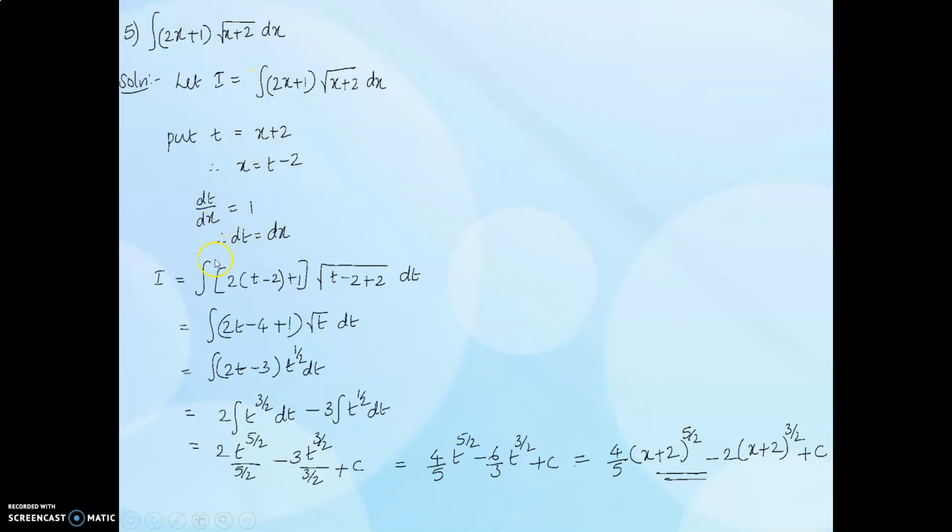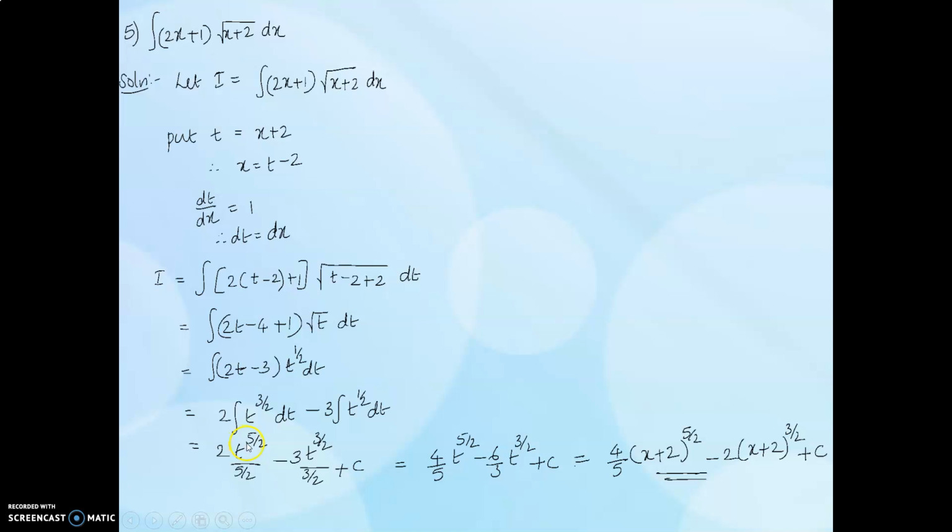Now this function I will become integral 2 into, in the place of x I am going to substitute (t minus 2), plus 1 as it is, into root of, in the place of x I can give substitution (t minus 2 plus 2) dt. Now this minus 2 and plus 2 cancel. Here if I am expanding the bracket, 2t minus 4 plus 1, that is 2t minus 3, (2t minus 3) t raised to 1 by 2 dt. So 2 into integral t raised to 3 by 2, I am taking this 2 inside, so t raised to 3 by 2 dt minus 3 into integral t raised to 1 by 2 dt.